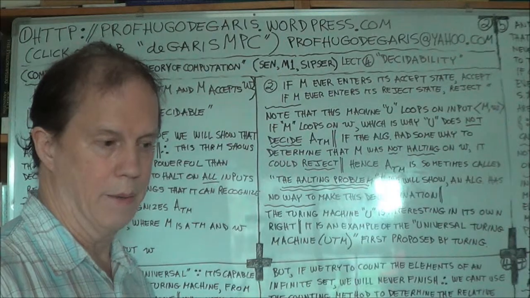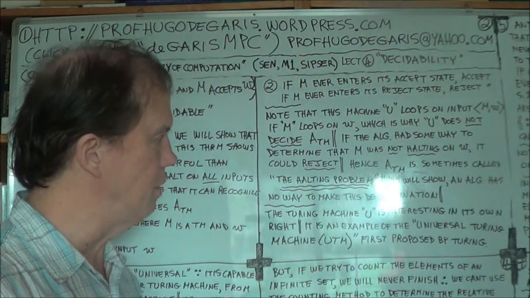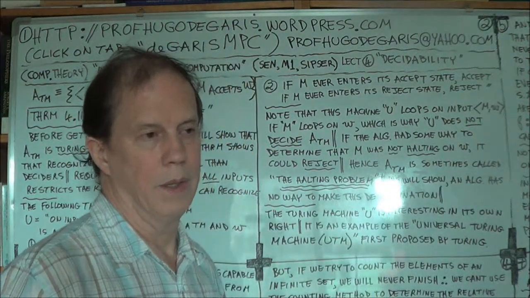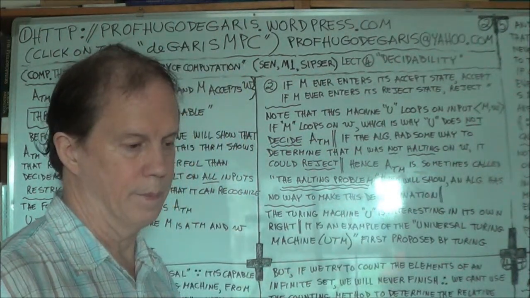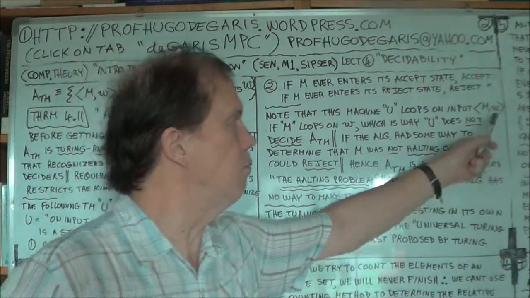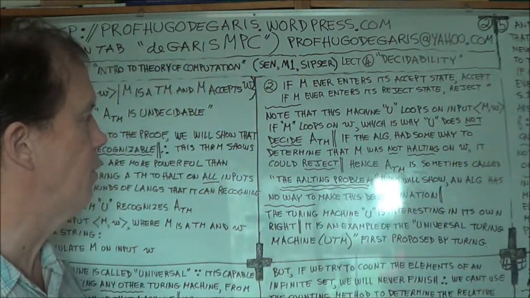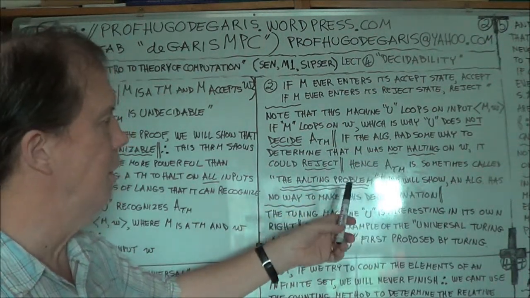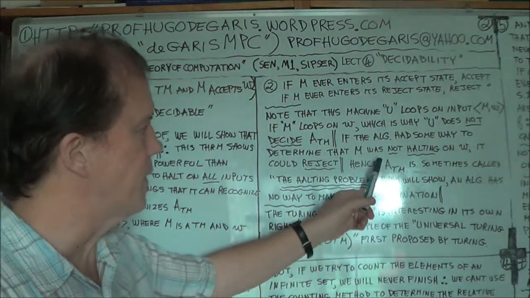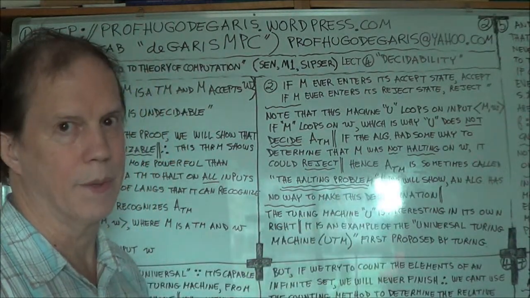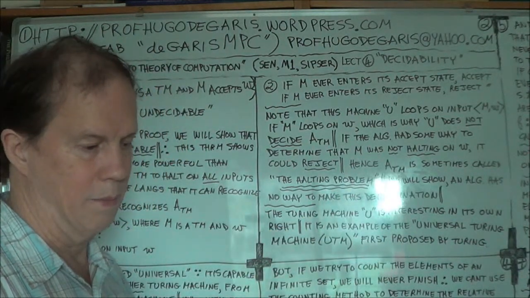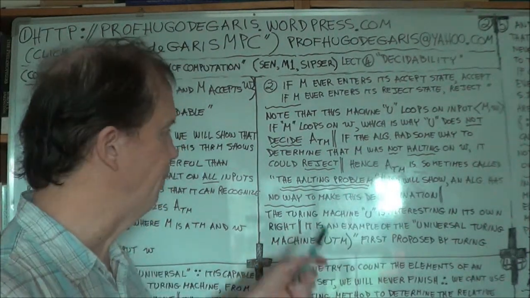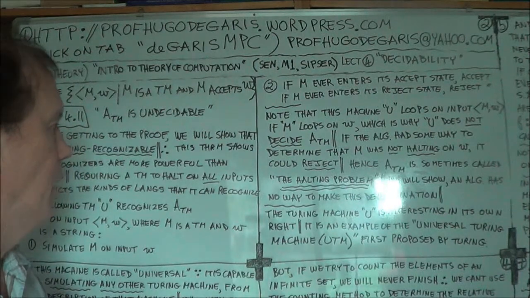Okay, but there's no way we can determine whether M will loop on the string W, right? So we've got a problem. We can't do that. So we cannot create a Turing machine that decides this language. That inability to decide the language, that's called the halting problem, right? Famous halting problem. All right.